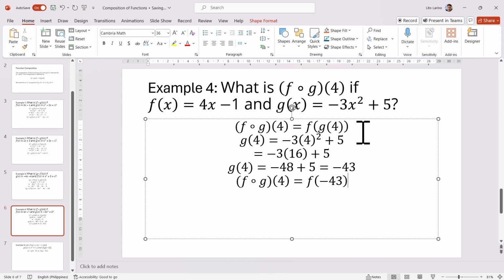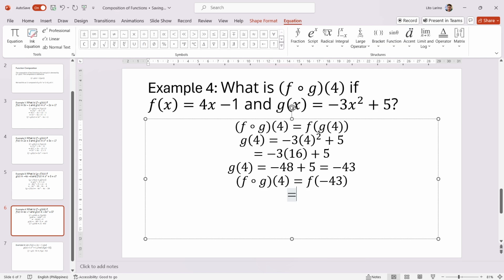In this case, we first evaluated our g of x function at the specified value of x, which is 4. And then we found that the result is negative 43. Thus, g of 4 is negative 43. And we will be evaluating our f of x function at the value of g of 4, which is negative 43. There you have it.